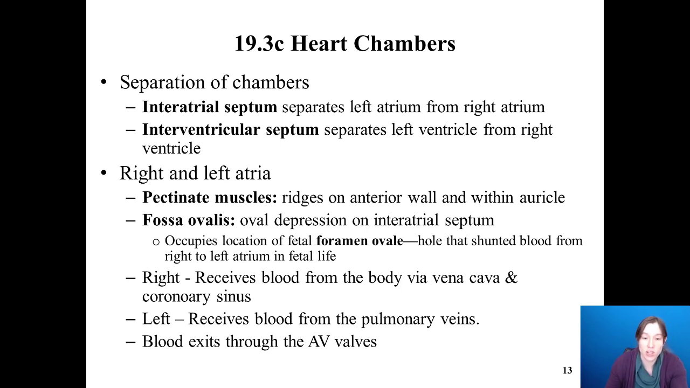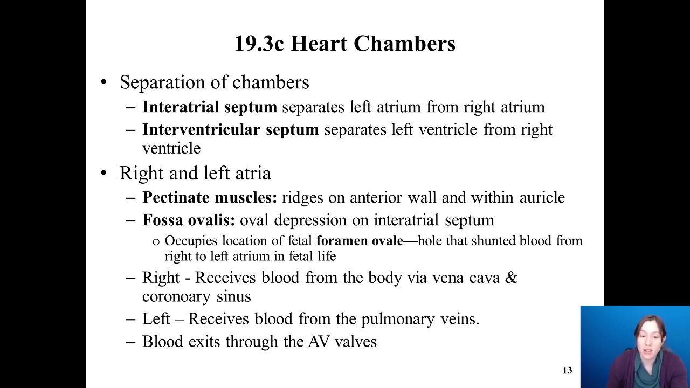They have some ridges on the anterior wall and within the auricle, and we call those the pectinate muscles. We can find the fossa ovalis, which is an oval depression right in the interatrial septum. And this is going to be where the fetal foramen ovale was.